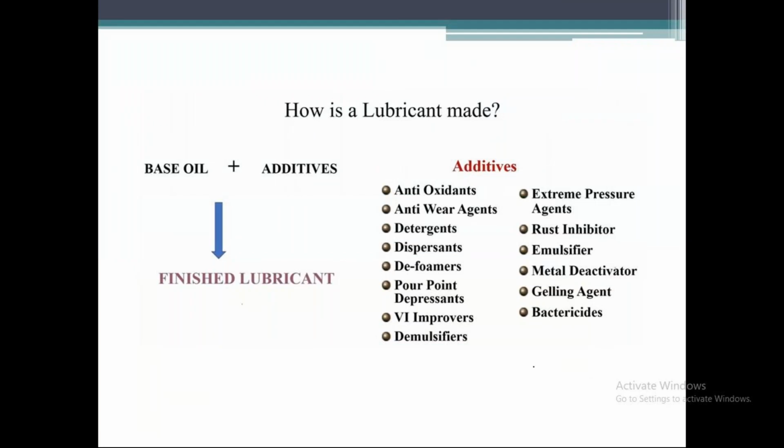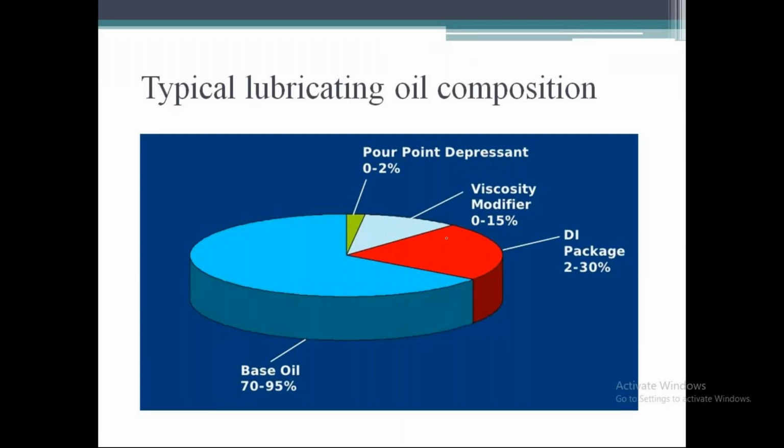So we have just seen the key ingredients for making a lubricant. What are they? One is base oil and the second is additives, right? And additives can be, as discussed, antioxidants, anti-wear agents, detergents, dispersants, defoamers, pour point depressants, viscosity index improvers, de-emulsifiers, extreme pressure agents, rust inhibitors or corrosion inhibitors. We can also have emulsifier additives, metal deactivators, gelling agents, bactericides, etc. We'll come to them in detail one by one.